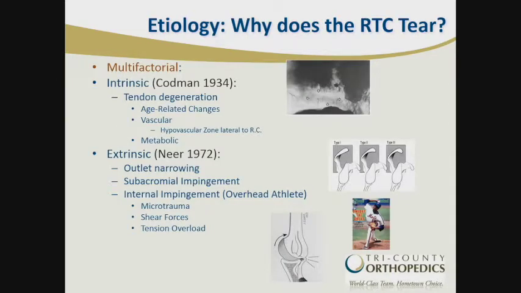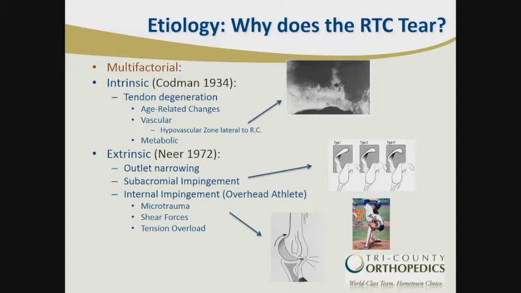So why does a rotator cuff tear? This kind of goes back to the anatomy. There's 2 different theories. One is more intrinsic. The other is more extrinsic, and it's probably a combination of both. The extrinsic theory is what Neer described with external type impingement and the morphology of the acromion. There's also a lesser discussed entity called internal impingement.